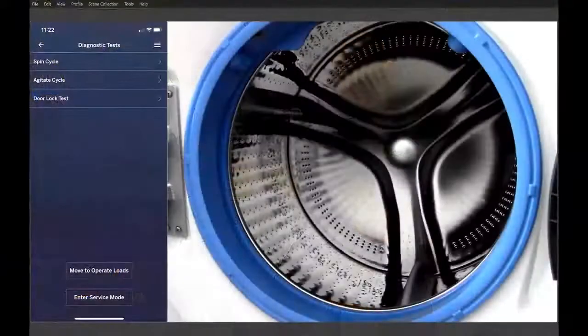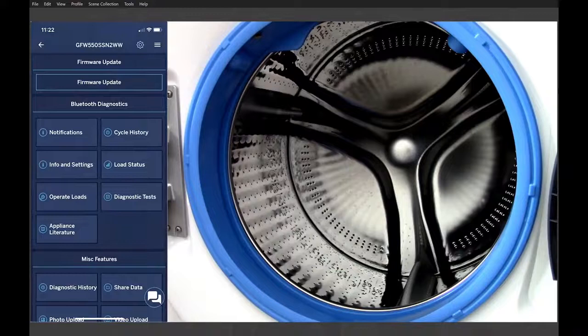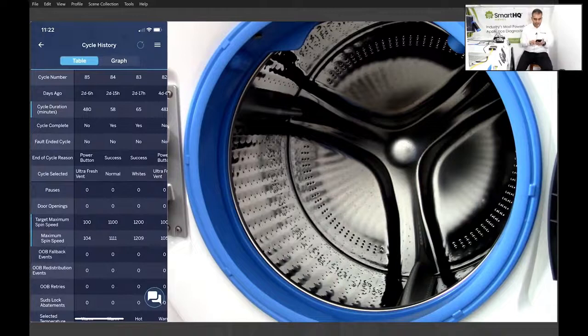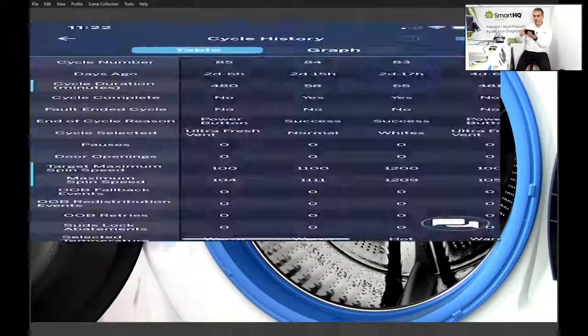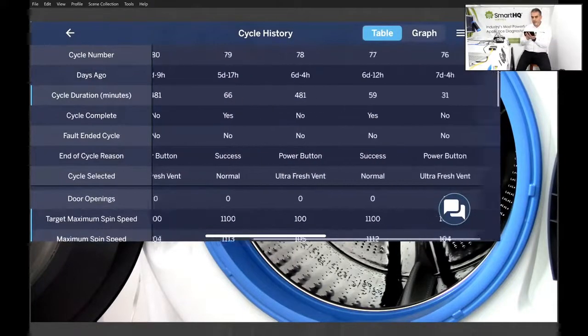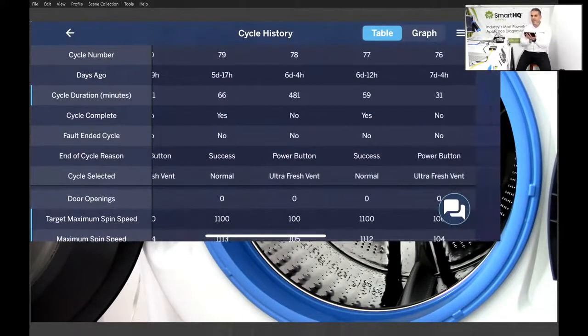Now, let me go ahead and show you on this particular machine that we have how to access the cycle history feature. So here we are. I'm going to put myself again in the corner of the screen here so you can see that I'm here. We're going to go from this menu and just simply press the cycle history button. Now, when I click on that, I'm going to flip my phone so we have a better view. Let me find one of the cycles that I saw earlier. Yeah, there it is, cycle number 79.